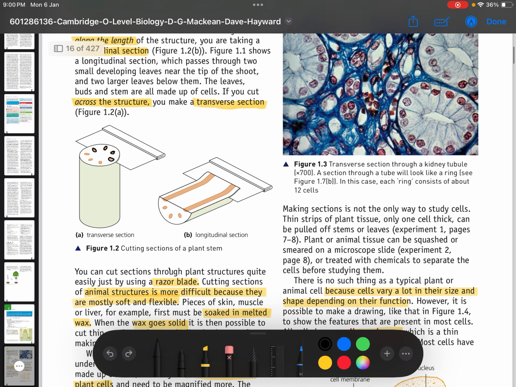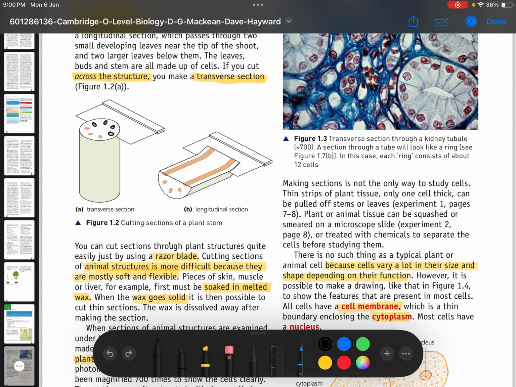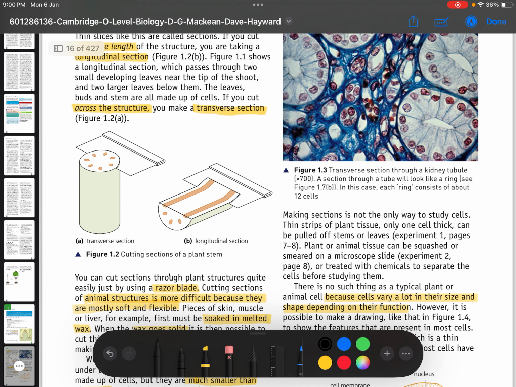Once they're soaked in melted wax and you're using the razor blade to cut it, there are two techniques we use to make a cutting section of the specimen. For example, over here we have a plant stem, and there are two ways they have shown. One is a transverse section, which is basically a horizontal section, and one is a longitudinal section, which means along its length. Along its length is a longitudinal section, and across its length is a transverse section.